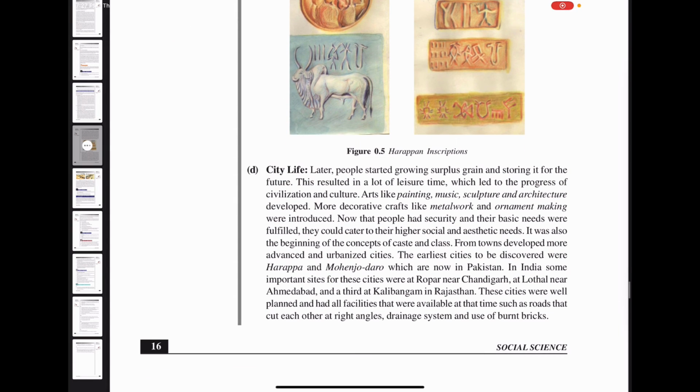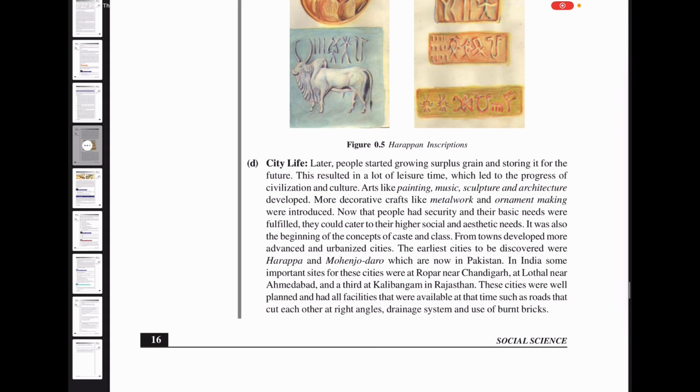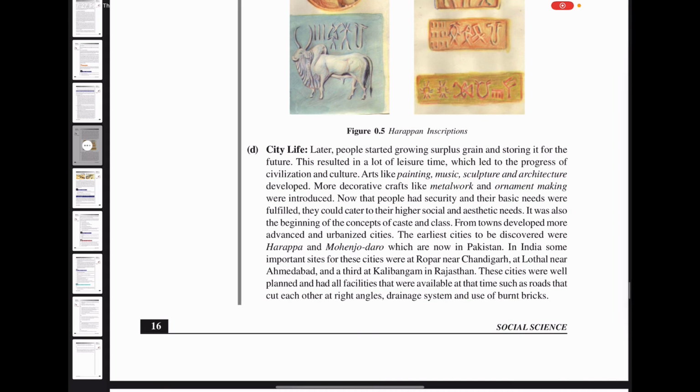City life. Later, people started growing surplus grains and storing it for the future. This resulted in a lot of leisure time, which led to the progress of civilization and culture. Arts like painting, music, sculpture, and architecture developed. More decorative crafts like metalworks and ornament making were introduced.